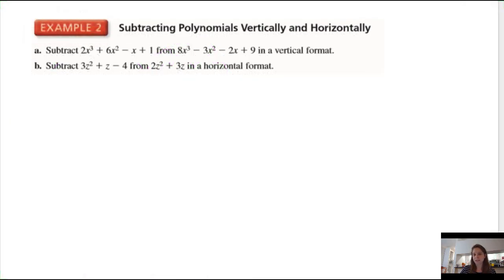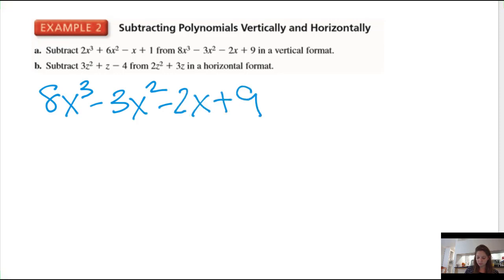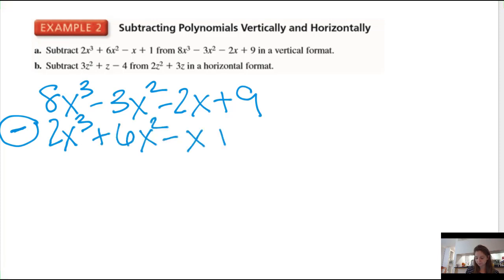After adding, we're going to practice subtracting. We'll do the same two formats, vertical and horizontal. So subtract this polynomial from this polynomial, meaning we have to write that second one first. So we have 8x cubed minus 3x squared minus 2x plus 9. And we're going to subtract, and we'll line up all the like terms here. 2x cubed plus 6x squared minus x plus 1.